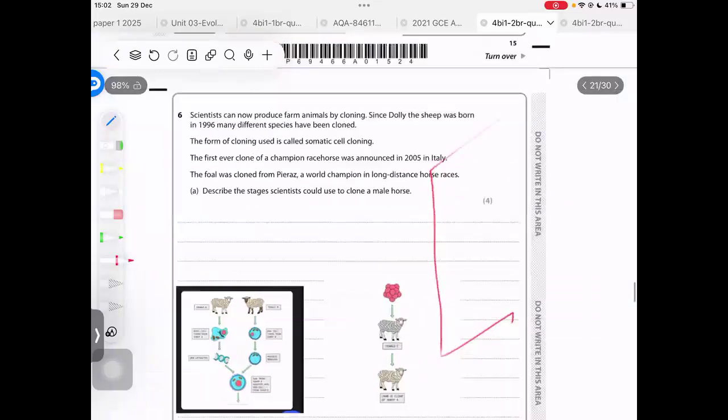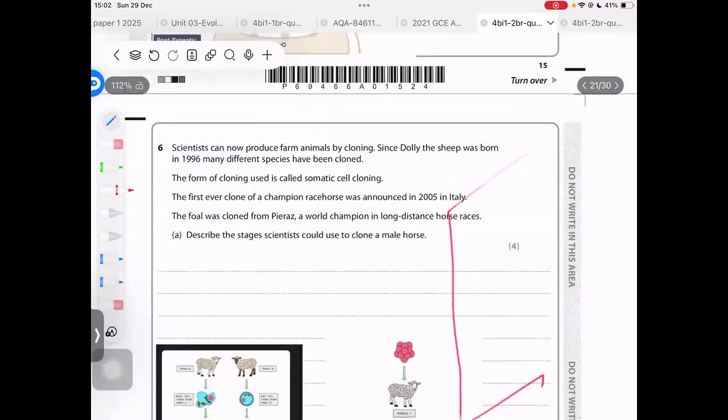Okay, so you can say scientists can now produce farm animals by cloning. Since Dolly the sheep was born in 1996, many different species have been cloned. Dolly was the first animal to be formed by cloning. Now they are saying the form of cloning used is called somatic cell cloning.